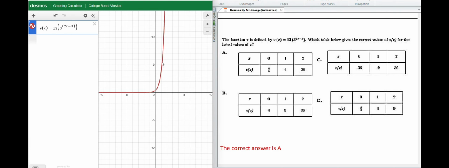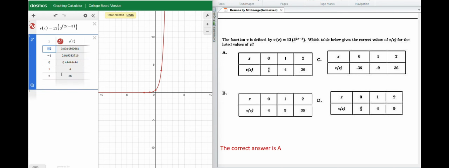Of course, you're going to get some graph, but we don't need the graph. We need tables. All you have to do is hit the setting over here, then you put table and it's going to give you the table you need. Of course, we have 0, 1, and 2 for all choices. So 0 is 0.4, so this is 4 over 5. That's the correct one. And we got 1 is 4 exactly. And we got 2 is 36. So choice A is the correct answer for the exponential function over here.